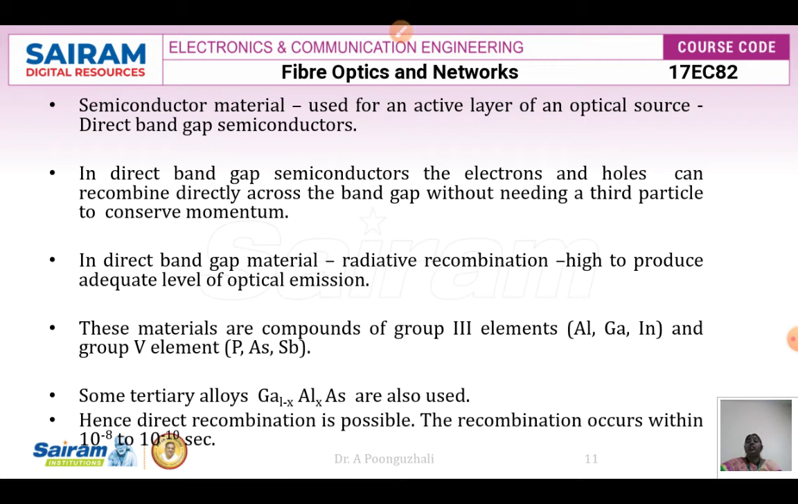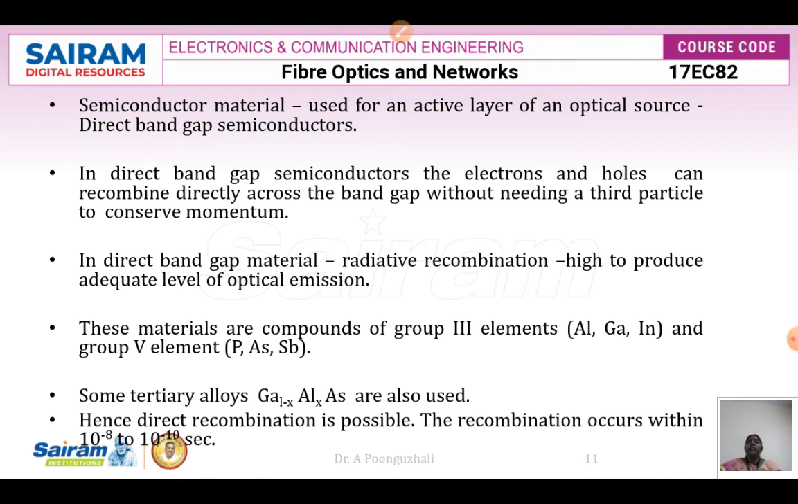If I am going to use an indirect bandgap semiconductor, the electrons and holes can recombine across the bandgap only with the help of a third particle to conserve the momentum. In direct bandgap, I need not require any third particle. In direct bandgap material, the radiative recombination is going to be high enough to produce an adequate level of optical emission.